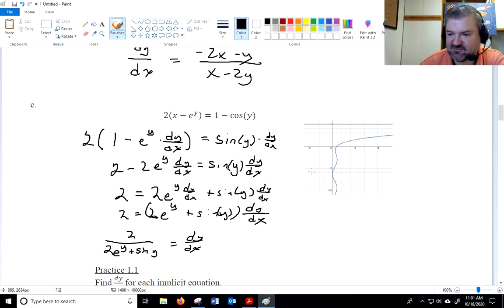This graph actually passes a horizontal line test, and therefore it shouldn't be completely surprising that we could get a derivative that doesn't have an x in it, because the slope of this tangent line does seem to only depend on that.